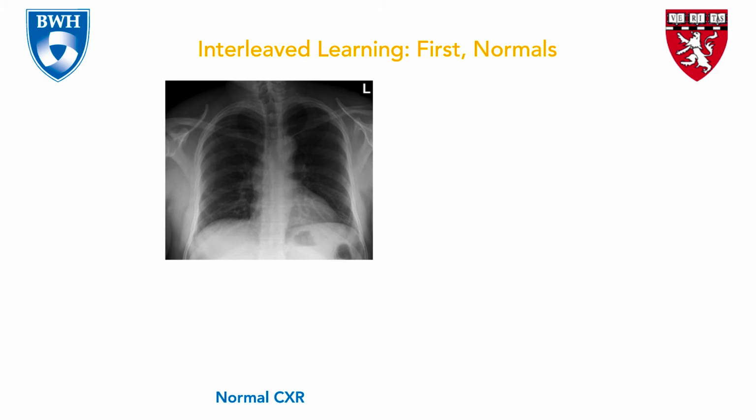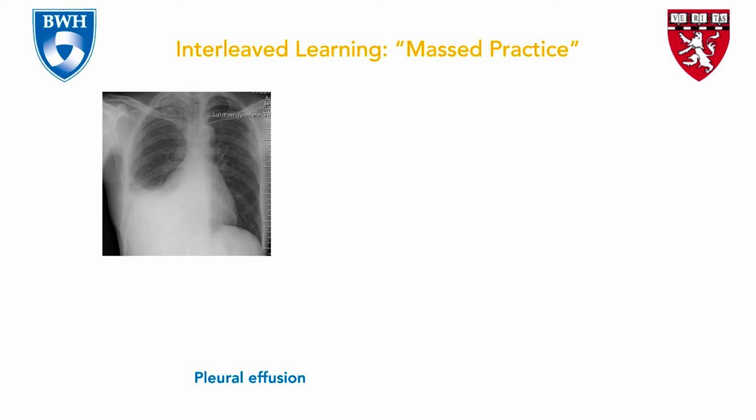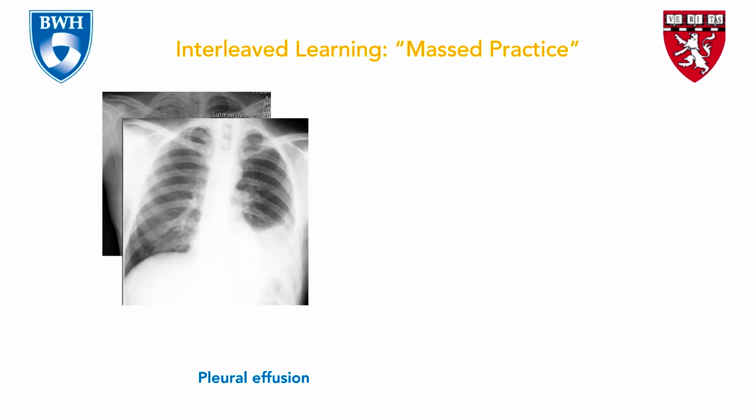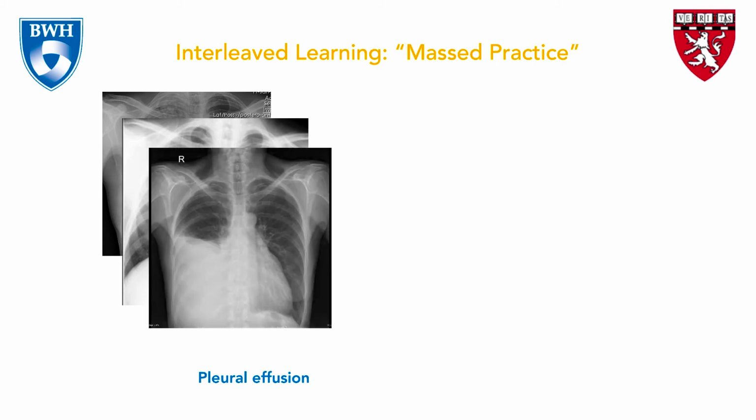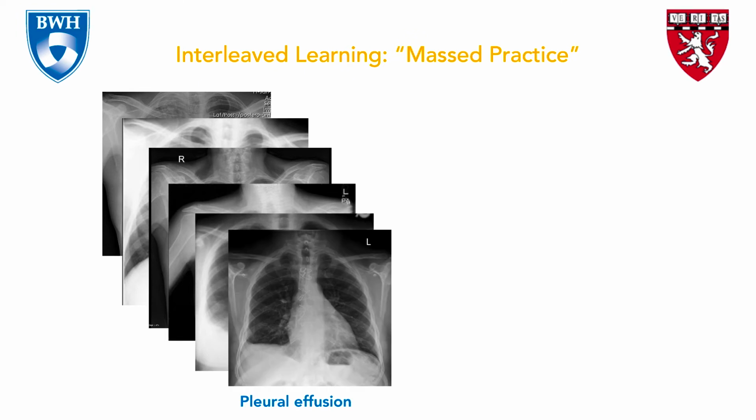In the beginning, they were shown a normal chest x-ray, and they were shown 6 of those just to get a better sense of what the anatomy was. The first group was the massed practice group. They were shown one disease entity 6 times. For example, a chest x-ray was showing a pleural effusion. You can see there's blunting of the costophrenic sulcus and opacity. And another example here, in the left chest. This went on until 6 different chest x-rays were shown demonstrating different types of pleural effusions.